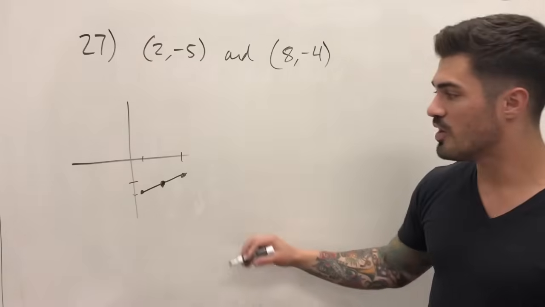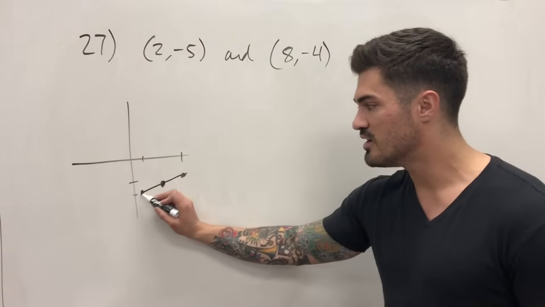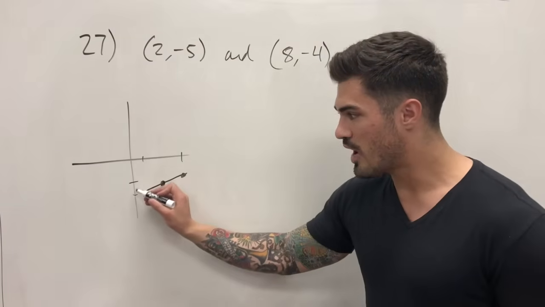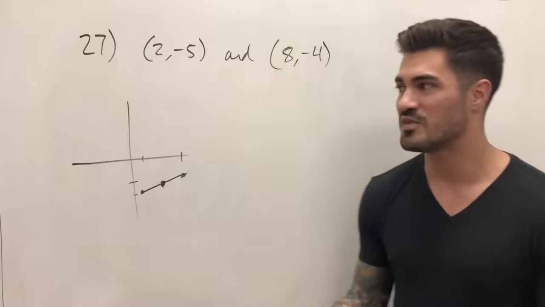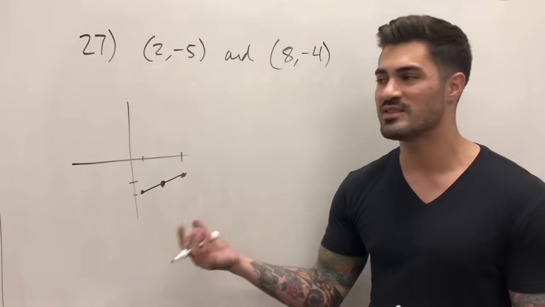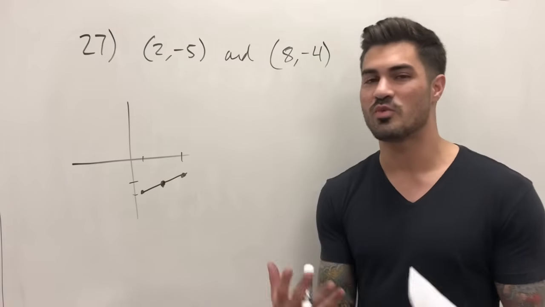And how do we find that? Well, the x-coordinate for this midpoint is halfway between the two x coordinates here, and the y coordinate for this midpoint is halfway between the two y coordinates. So that's exactly how we do it: we find halfway between the two x's, and that's the x coordinate of our midpoint, and we find halfway between the two y's, and that's our y coordinate.